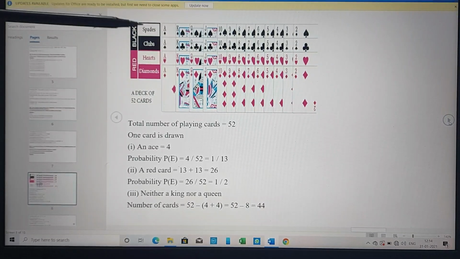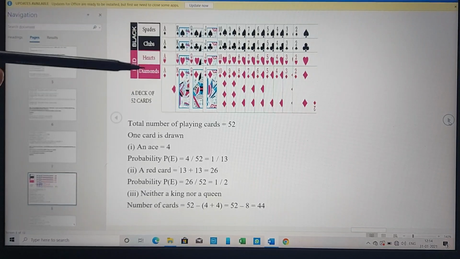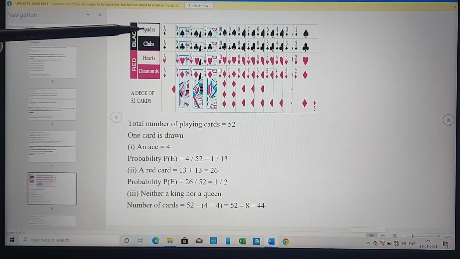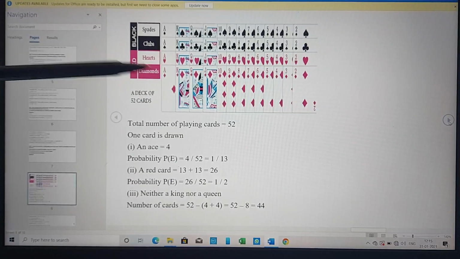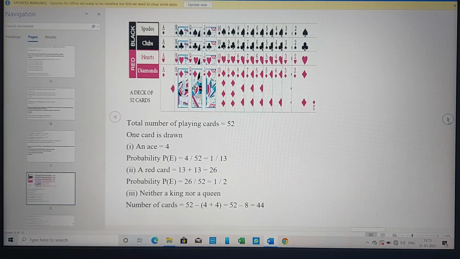Clear? Spade and club are black color cards. Heart and diamond are red color cards. Clear? As you can see here on the screen. In each and every category, spade has 13 cards, club has 13 cards, heart has 13, diamond has 13 cards. So total number of cards becomes 13 fours are 52.